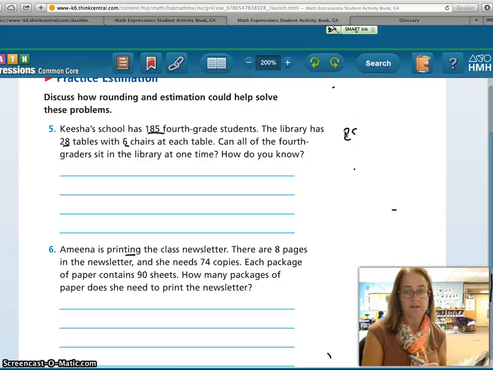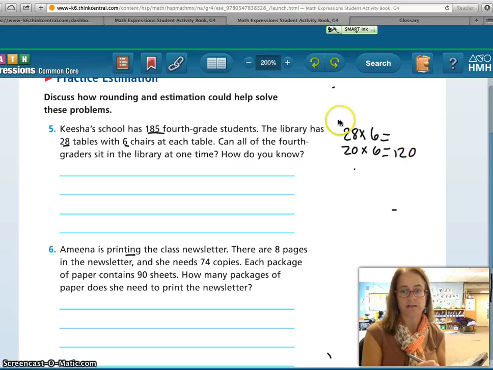So when I look at that, 28 tables and 6 chairs each, I could say my low estimate would be 20 groups of 6, which would give me 120. Okay, there are at least 120 chairs in the library. A high estimate, which we know we don't have this many because we're rounding up, would be 180. So our actual answer is going to fit someplace in between those two.